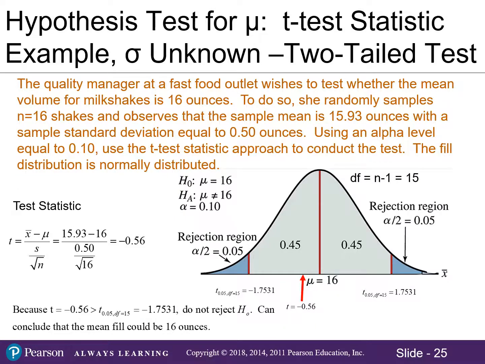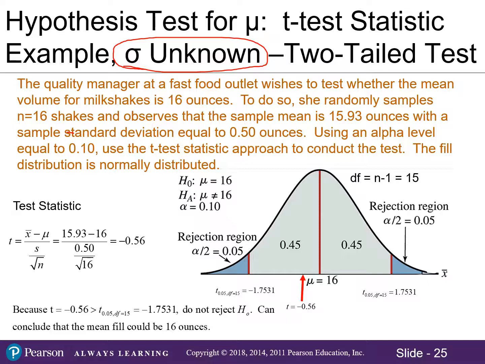Let's take a look at the same test using, oh no, this isn't the same one. 16 ounces fooled me again. I forgot, this is the milkshake test. In this one in particular, I do not know my standard deviation on my population. So in particular, I'm not going to be able to use Z. I'm going to have to use T.